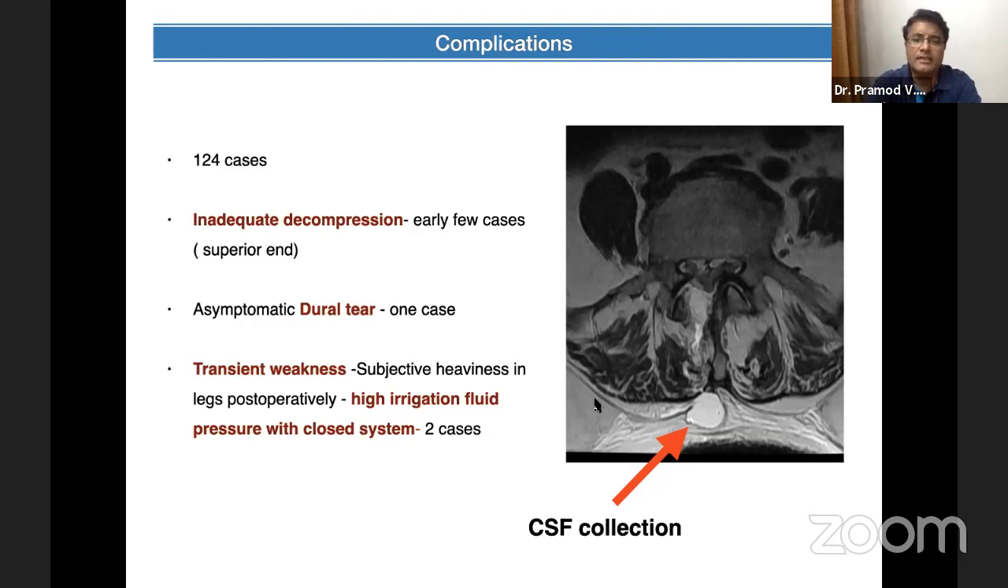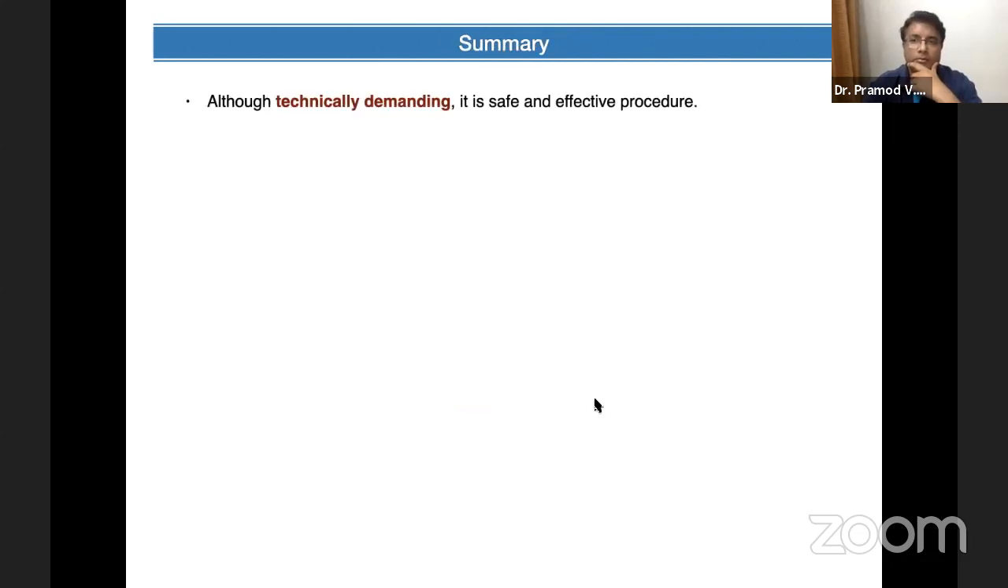In the first few cases, again, we used to use a rubber cap on the endoscope, and I used to use an arthro pump to increase the fluid pressure. But we had the experience of the patient having some kind of heaviness in the legs postoperatively and a little bit of difficulty in walking. And this used to disappear after a couple of weeks or so. But once we shifted on to the open system, we stopped using the rubber caps and we started using gravity-assisted irrigation. Then I think these kind of problems were not seen during treatment.